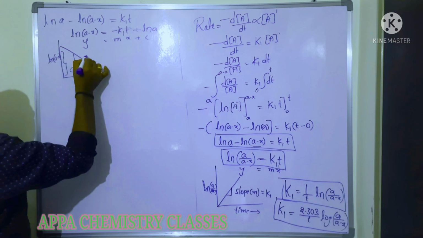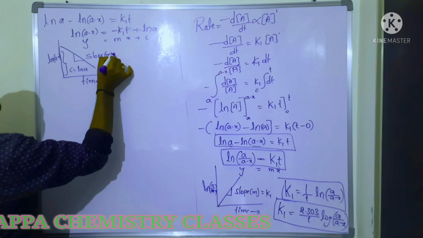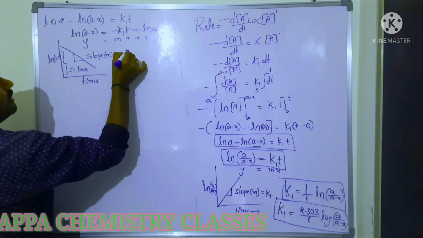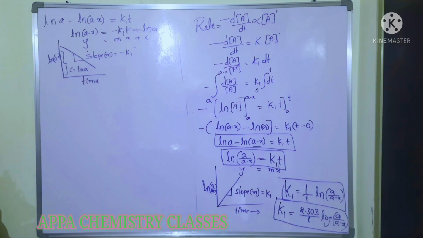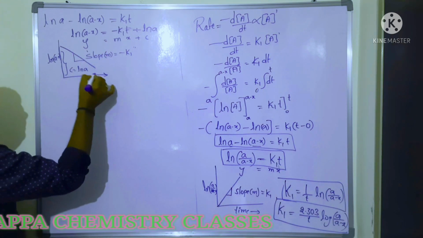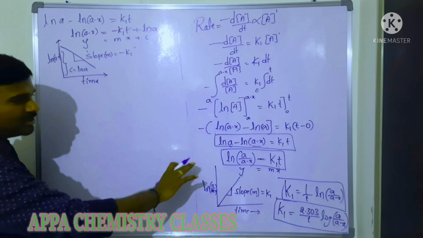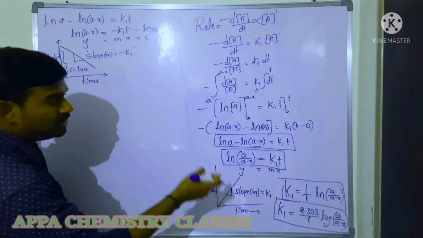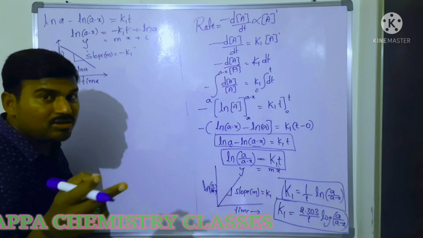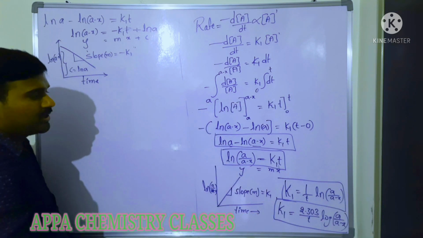So here, what is the slope value? Slope m is equal to minus k1. So this is very important: the slope and intercept when we are plotting ln of (a minus x) versus time. Is that clear? These graphs are very important. So I have explained the graph simultaneously. This is the rate constant when the concentration of reactant is expressed in mole per liter, in case of solution.